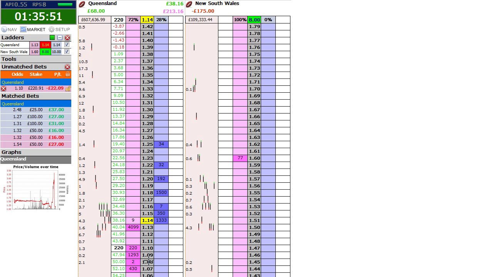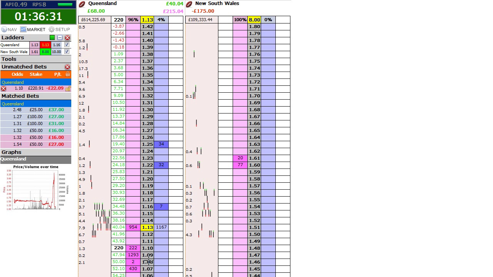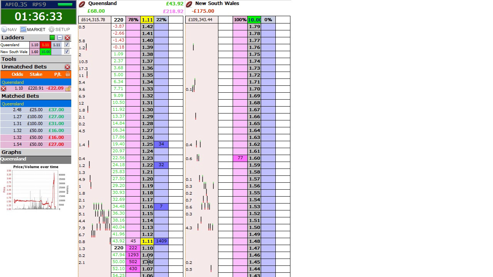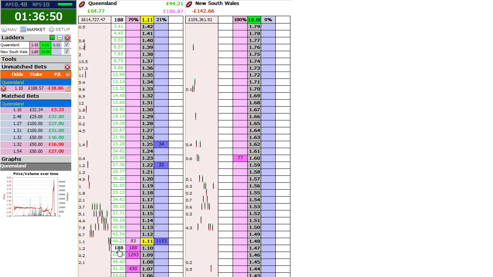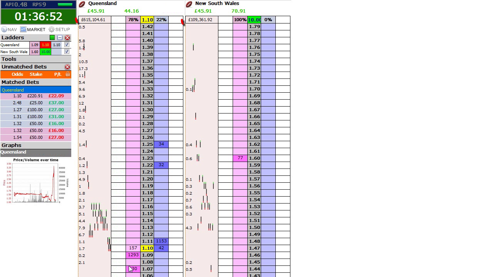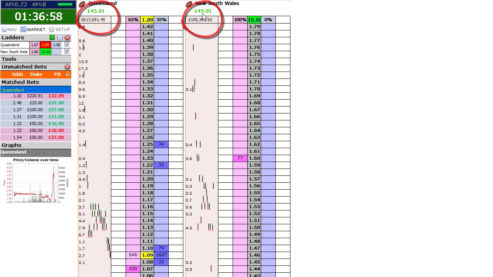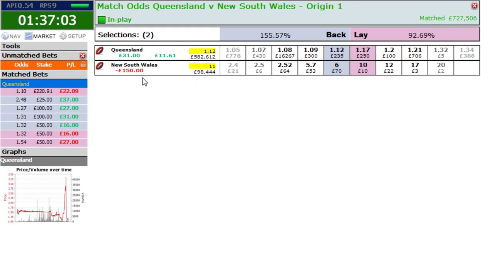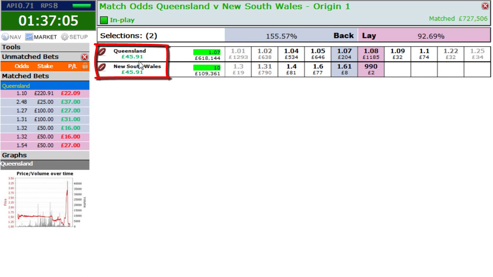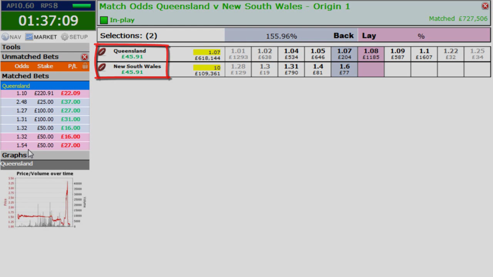So the last few minutes, where it's all action, end-to-end stuff, it's not going to affect me. You see there's money at 1.11, just coming down now, starting to get me matched. There's the last bit matched, and you see now I've locked in a profit of £45.91 no matter which team goes on to win the game. So if Queensland score again, I'm happy. If New South Wales score, I'm happy. If there's no further score, I'm still happy. So that's locked in and hedged either side.